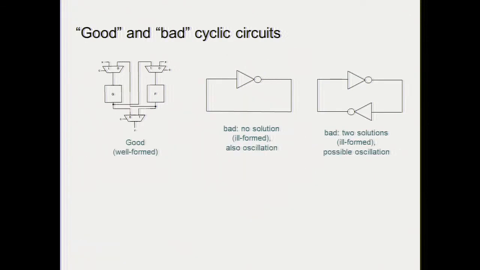Now on the right is a classical example in circuits that people say, "Ooh, bad." Why is that? Because the input is 0, the output is 1, and 1 is different from 0.